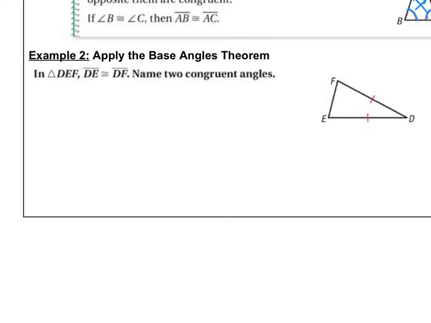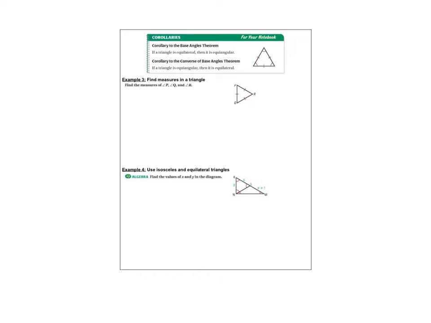So if I'm looking at example 2, they want us to name two congruent angles. If I have a mark here and a mark here, we'll draw it to the opposite, and we could simply say that angle F is congruent to angle E. Another way to look at it is that if they are congruent, then it's the angle that they don't share. So D would not be it. It'd have to be E and F.